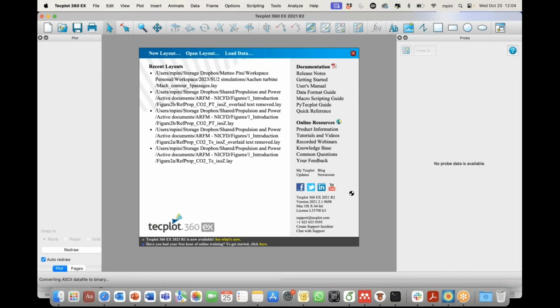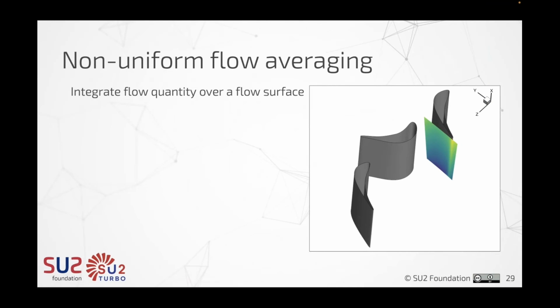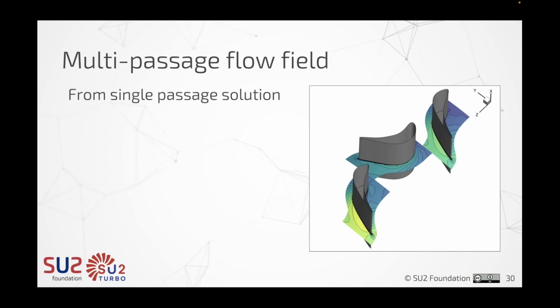Right, maybe in the meantime that it loads, we can also start to see the next point, and then we do them all together in TechPlot. Since we reduce our computational domain as much as possible to one passage only, the solution that we will have only contains one passage.